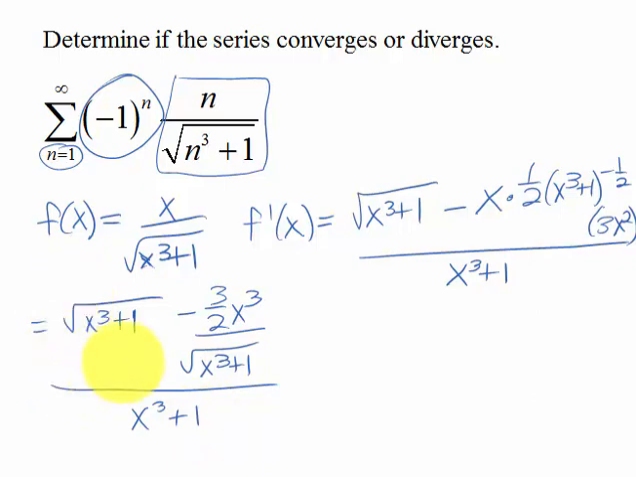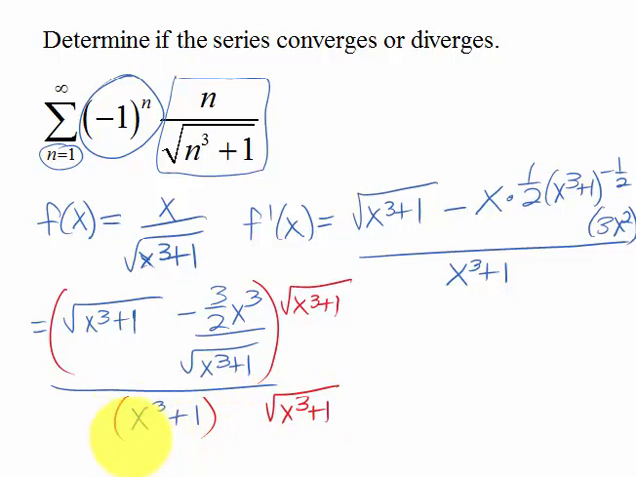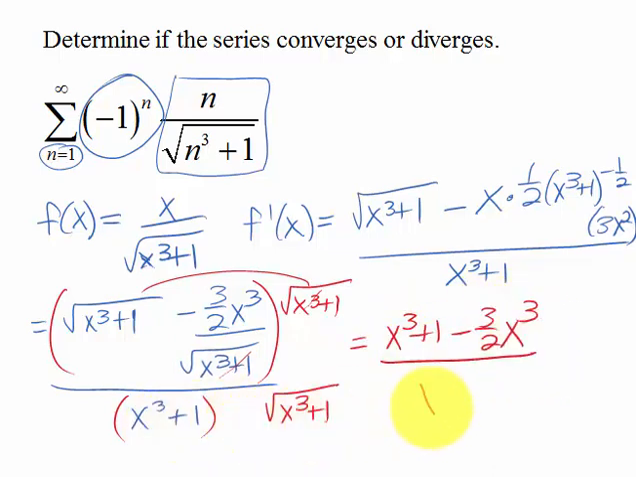Now we can multiply numerator and denominator by the square root of x cubed plus 1. What that does when we do that here is that will leave us an x cubed plus 1, and then it'll cancel this and leave us minus 3/2 x cubed, and in the denominator these can combine to give us (x cubed plus 1) to the 3/2.